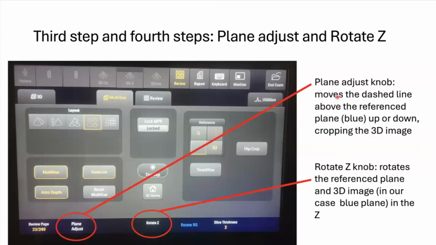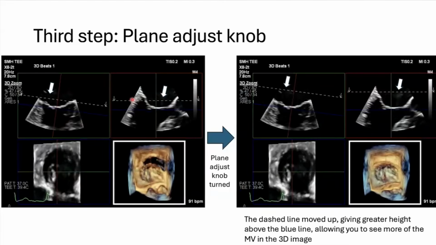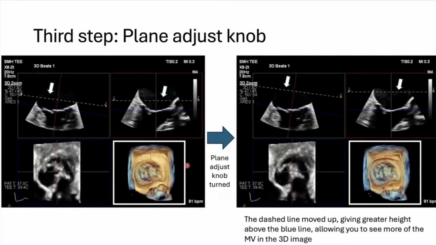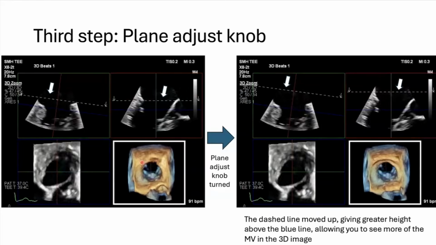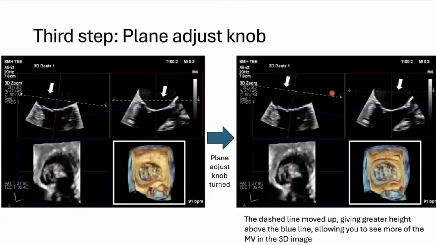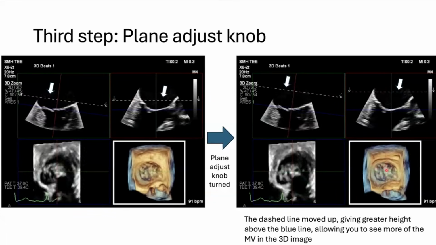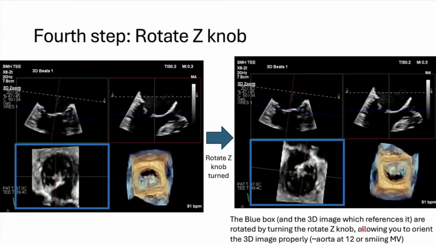The next step I do is adjust the plane adjust knob. I give a little bit more room above the atrium, and I'll show you what that does. The rotate Z is going to be important for orienting your image. What plane adjust will do is, once you hit the reference button, it will look at one of the planes. In this case, it's looking at the blue plane here. Now you can see we're kind of cutting off the valve a little bit. So I'll use the plane adjust knob to bring this dash line up just a bit, and that will give you more room in the atrium to see your valve. So already this image is looking better.